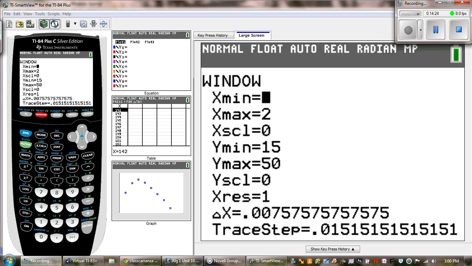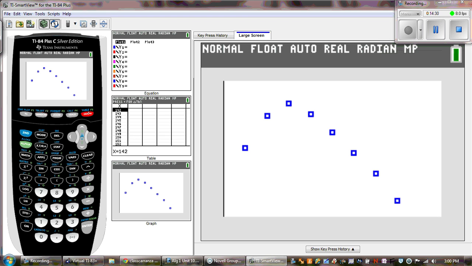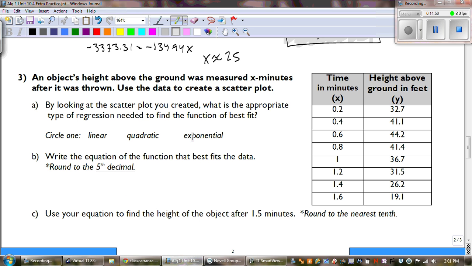Okay, so if you want to see what my window was set at, there you go. And then when we graph it, this is what we get. Now I know it's kind of hard because you only get to see really one side of this, but this is a quadratic. This is not exponential because it starts down, comes up, and then it goes back down. Okay, so this is a quadratic.